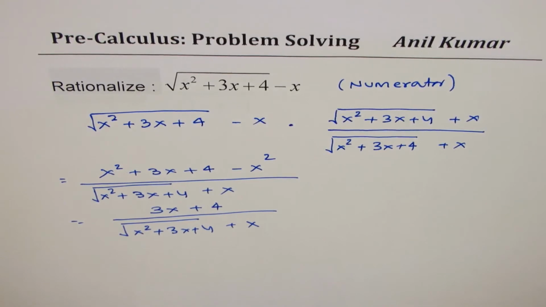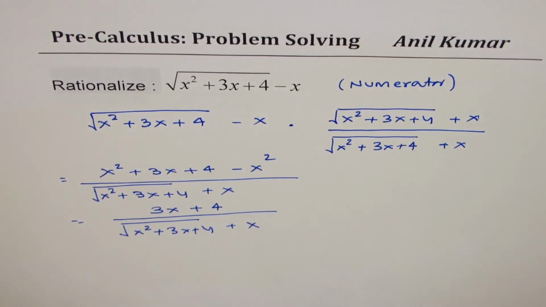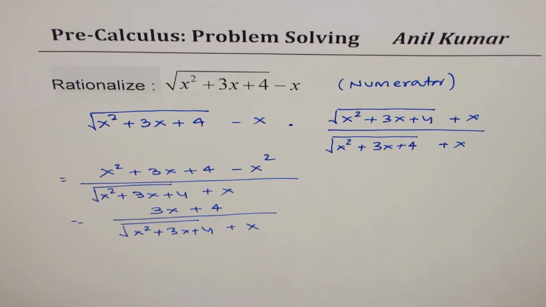Now the question for you is, how did this help you? Right? So think about it. We did rationalize, we did so much work with the simple looking radical function, and we got something. Now how does that help you? So think about it and let me know.